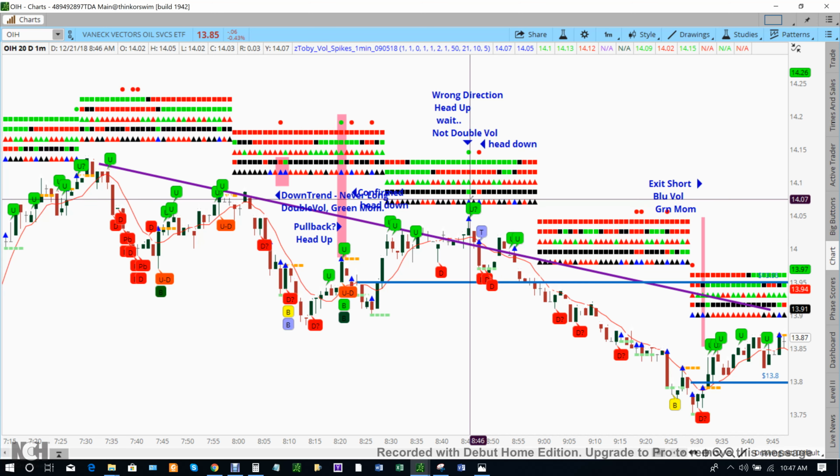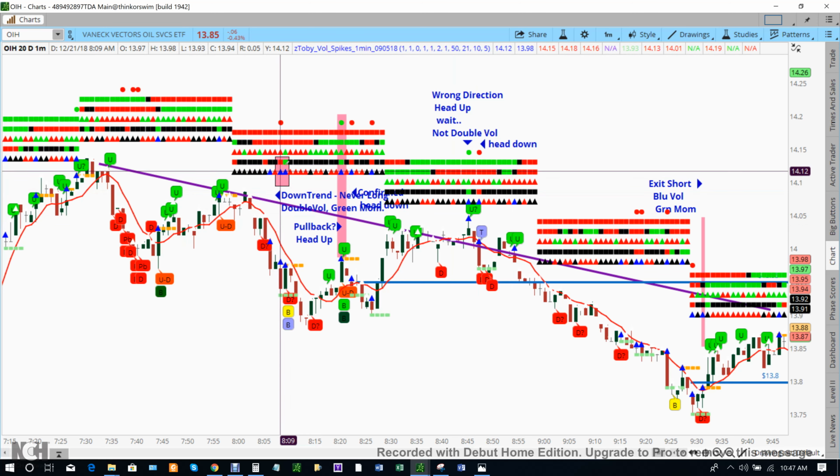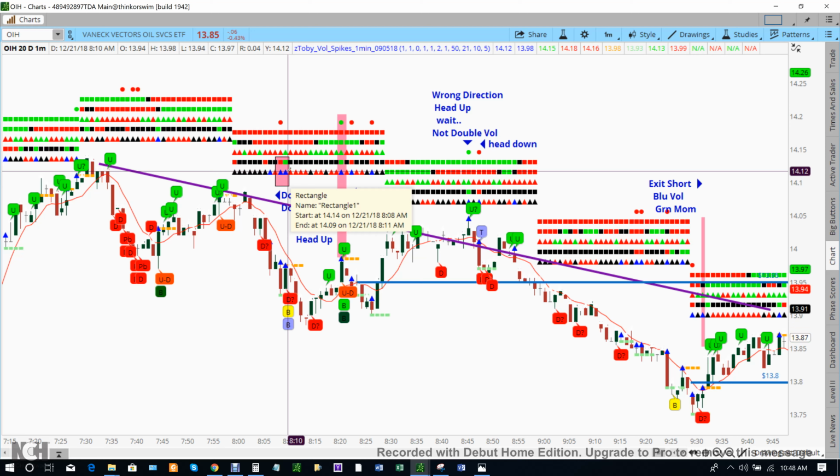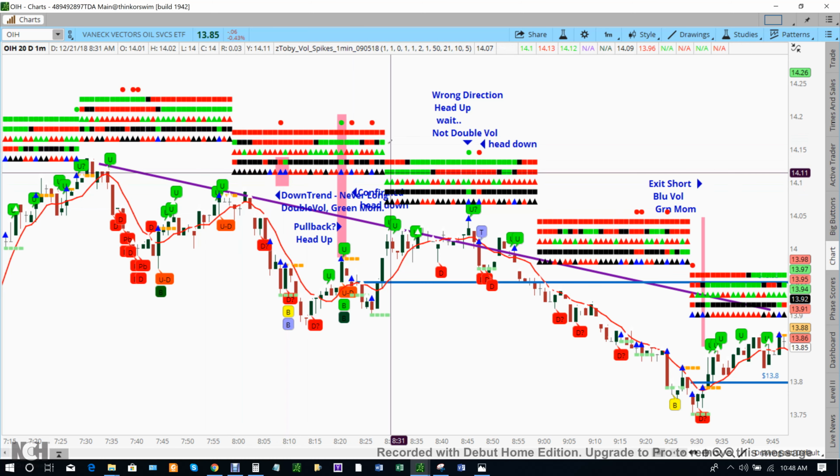On the other hand, if you have a double blue volume, this would be a double blue volume here. See 2 blue triangles, and the momentum squares above it are red. That means there's a lot of volume and people are selling their stocks, which also means the price is going to go down. So on a downtrend, on a double volume, whether the momentum is green or red, either way, the stock is going to tend to go down. Does that make sense? Okay. So let's look at that. I'm going to zoom in.